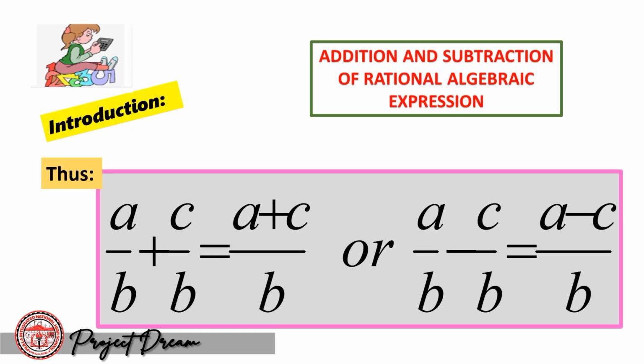coefficients. Thus, A over B plus C over B equals A plus C over B. So therefore, you add the numerators over the common denominator. Or A over B minus C over B is equal to A minus C over B. Thus, we subtract the numerators over the common denominator.